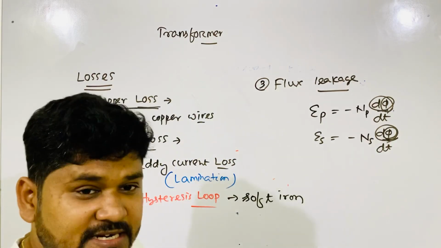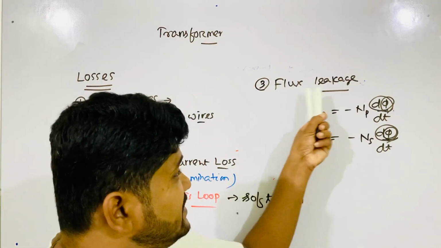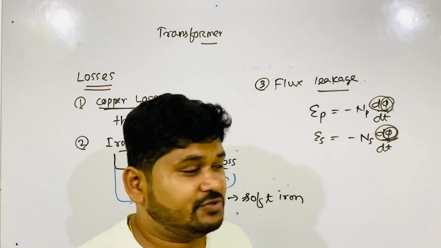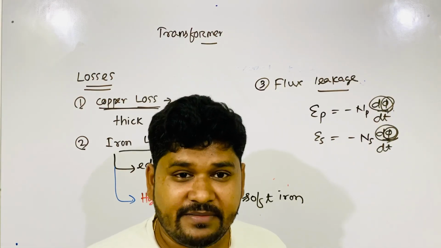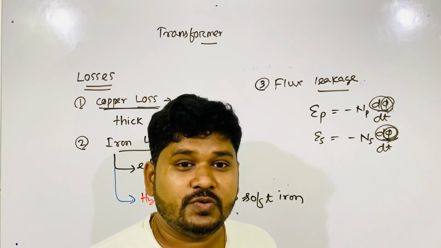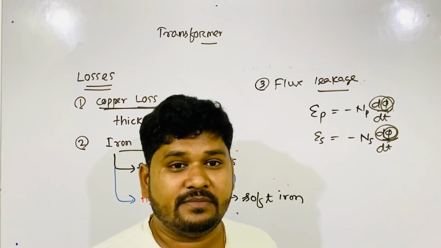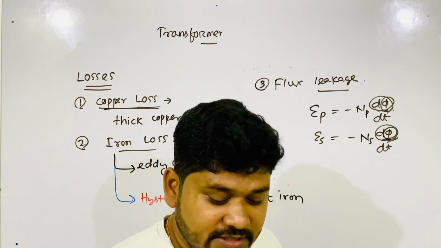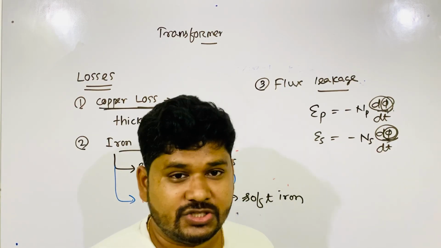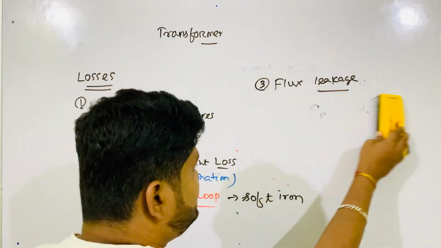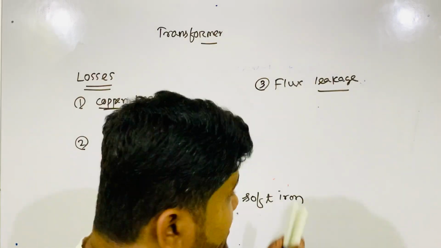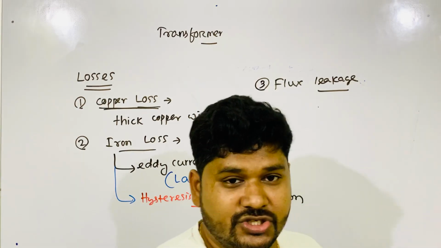But at least we will try to minimize the flux leakage, to make the flux change in both coils the same. What will we do? We will try to wind the two coils, primary and secondary, on the same arm. On the same arm, the loss will be less. So this is about flux leakage. This can be minimized by proper alignment of the coils.